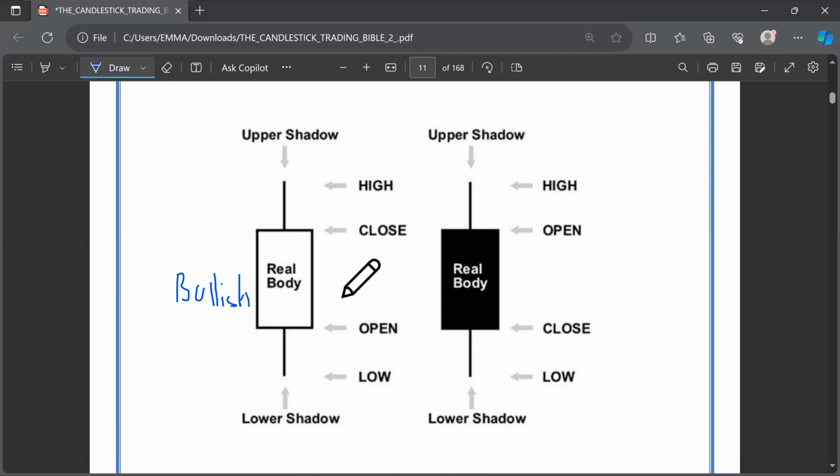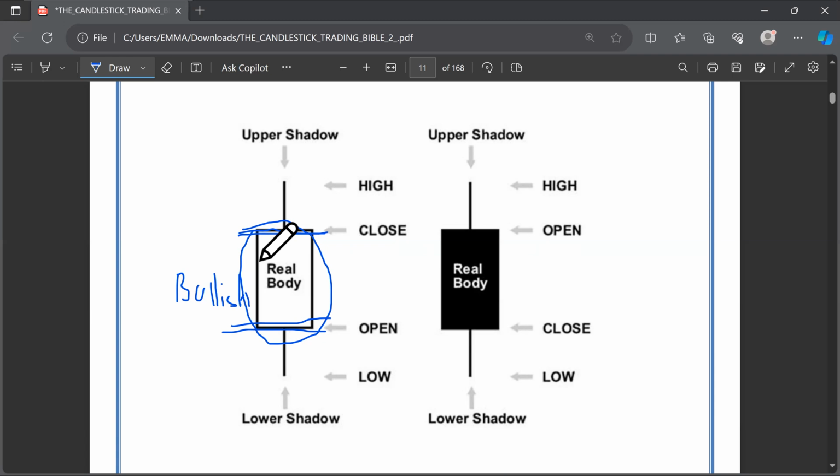Every candlestick has the actual body, or the real body, as it is called. This real body starts from the opening price of that candlestick and ends at the closing of that candlestick. So you have the opening and then the closing. For a bullish candlestick, it opens at the bottom and closes at the top.